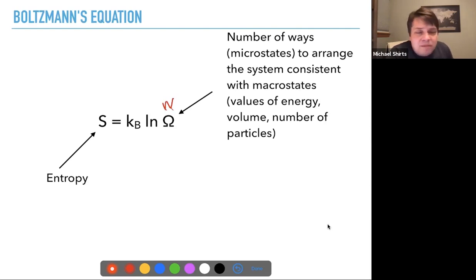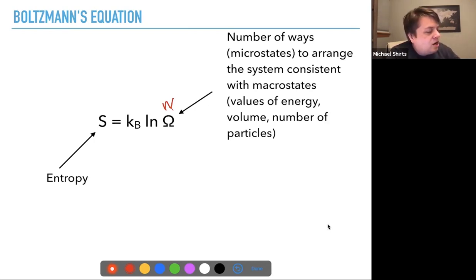So we know the number of particles in a system, and we say, well, that's the macrostate. There's a certain number of particles, they're in a certain volume, they have a certain energy. Great. How many ways are there to arrange the particles with that energy, that volume, and that number of particles? And that is the density of states, which is just another way of saying the number of ways to arrange it consistent with that.